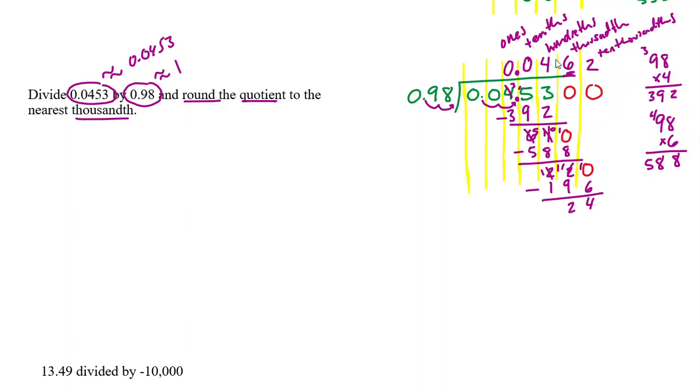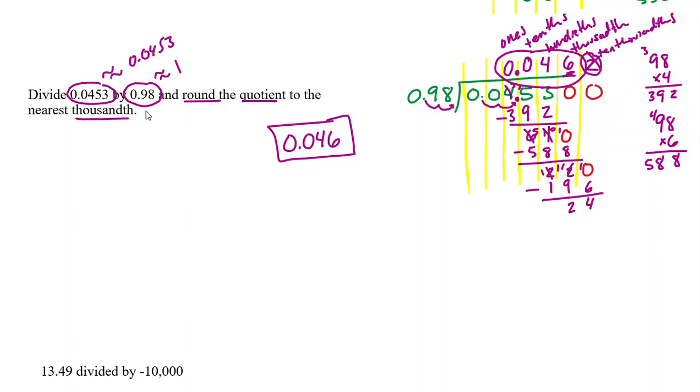And in order to round, we have to know the number after it. So I needed to know this 2, so it's good that I kept on going. We needed to know the 2 so that we could decide whether we're going to round up to 0.047 or if we were going to round down, keeping the 6 and just dropping the 2 there, to 0.046. So the 2 is less than 5, so we're going to just drop it, and the answer is going to be 0.046.